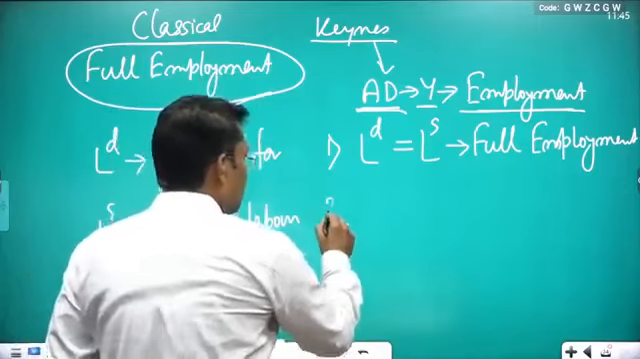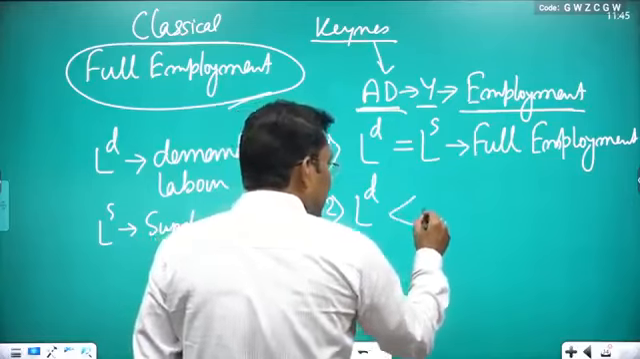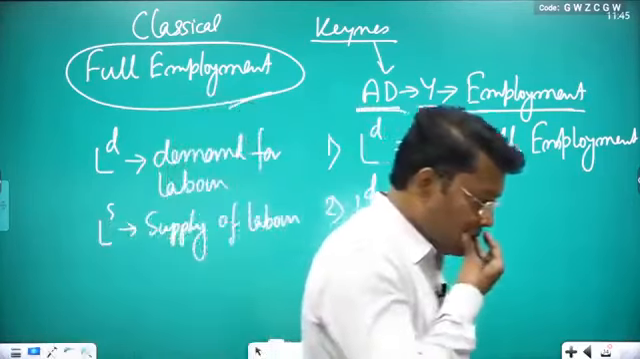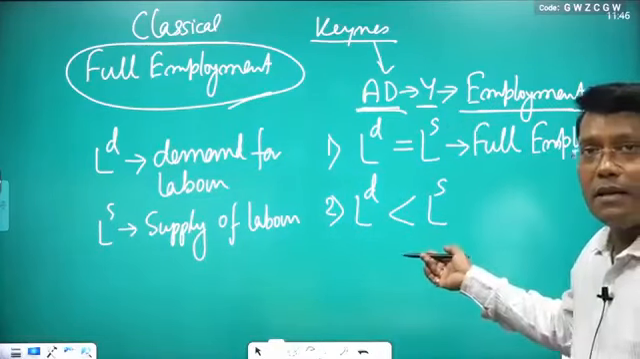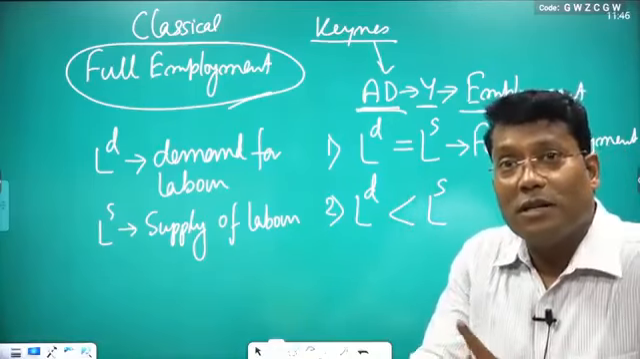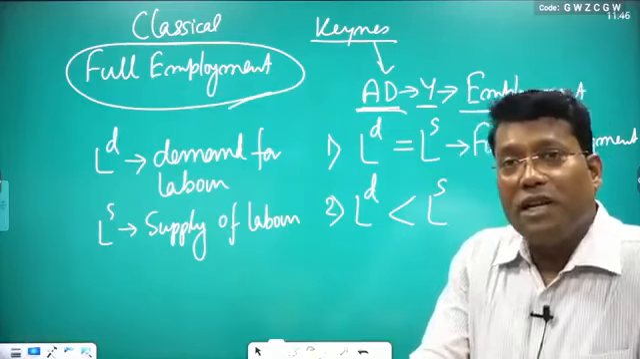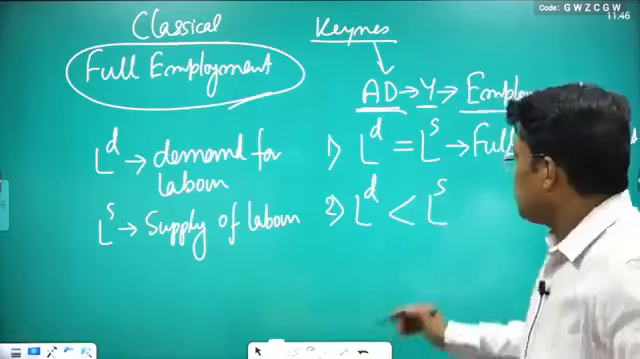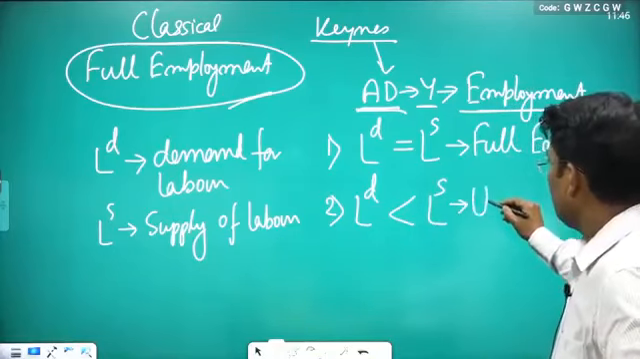Second condition: there is a possibility that LD is less than LS. What is demand for labor? It is less than labor supply, meaning labor supply is more than demand. It means all laborers are not getting jobs. A part of the labor got the job, but other laborers are not getting jobs. If this is the condition, then it is known as underemployment.